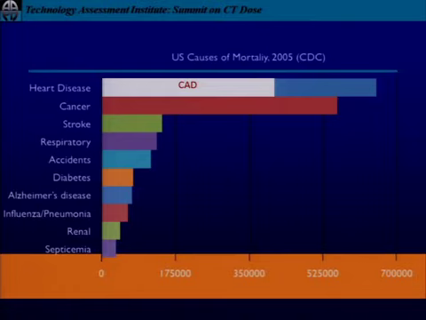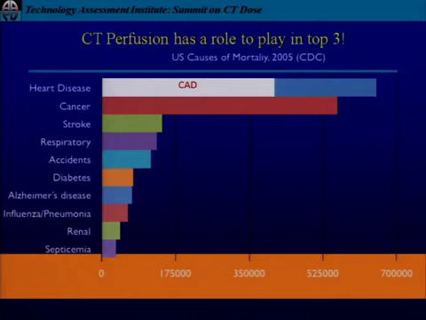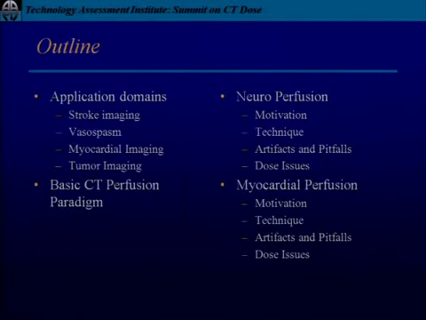The majority of the stroke is ischemic stroke, and ischemia by definition is lack of perfusion to some portion of the brain. So CT perfusion has a role to play in the top three causes of death. We just have to make it work and make it work in proper amount of dose, which is what this talk is about.